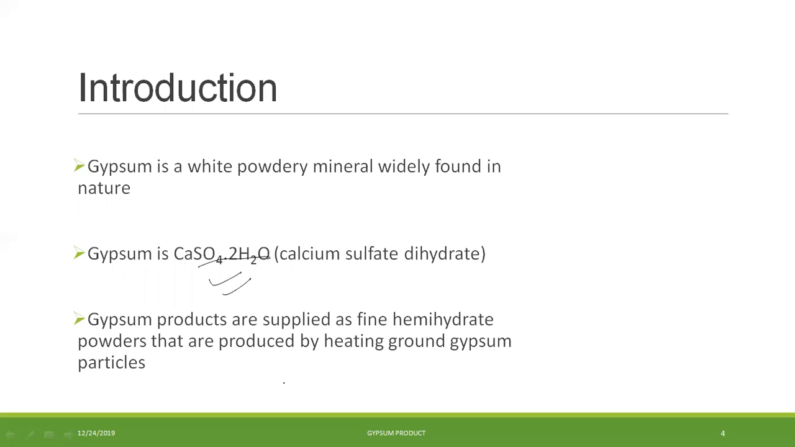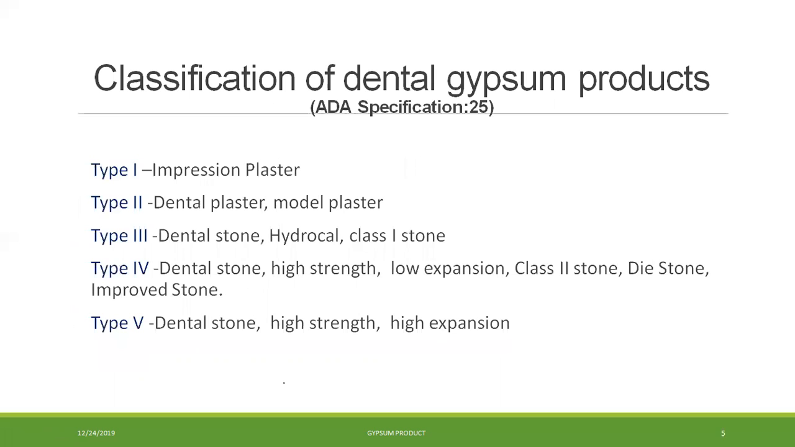I'll explain everything. First of all, classification. Type 1 impression plaster, according to ADA specification number 25, right? So you have to remember the ADA specification number also. Type 1 is dental plaster or impression plaster, which is also called soluble plaster. Type 2 is dental plaster, model plaster.